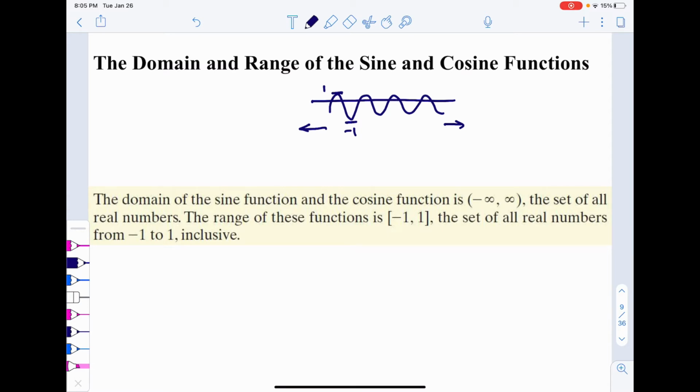So the domain of the sine function and the cosine function is negative infinity to positive infinity. I can continue off to the left and continue off to the right with my sine and my cosine. It says the set of all real numbers. It says the range of the function is -1 to +1. It says the set of all real numbers from -1 to 1 inclusive. The highest value it can go to is equal to 1, and the lowest value it can go to is equal to -1.